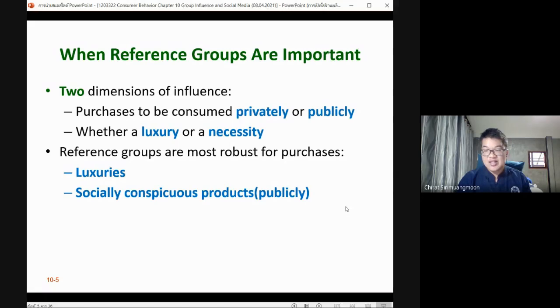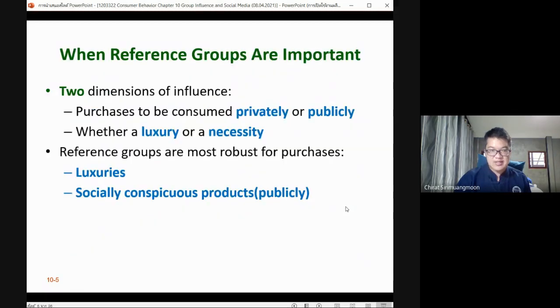Then the second dimension is about luxuries or necessity. You present some product in order to show other people that you are rich, in terms of the luxury product that you use, or necessity, a product that you really need to use. So it's different in terms of importance. When we consider consumer behavior, can I consider both dimensions at the same time? So let me go to this page a little bit more.